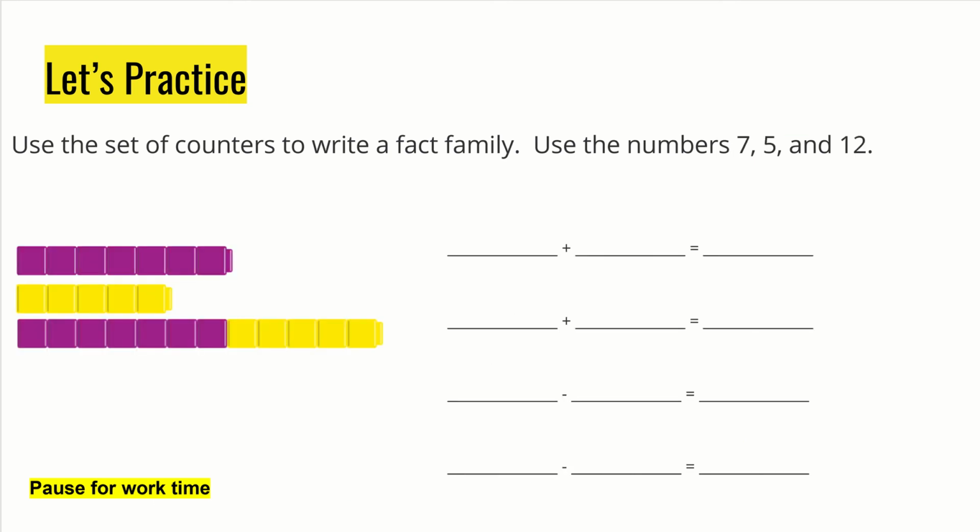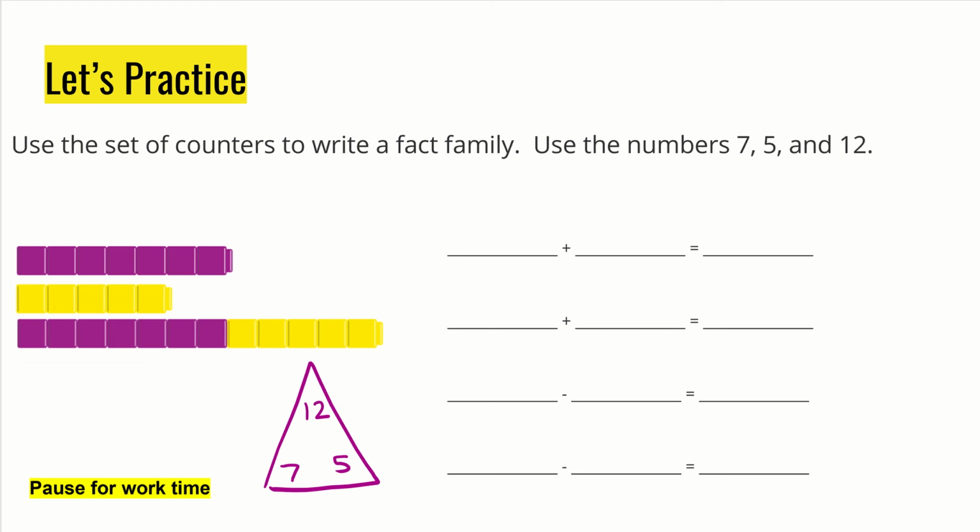Okay, this time we have purple and yellow cubes. So our numbers are right here at the top. We have a fact family with 7, 5, and 12. Go ahead and see if you can write that fact family on your own.